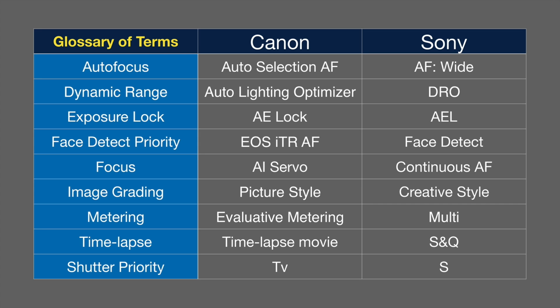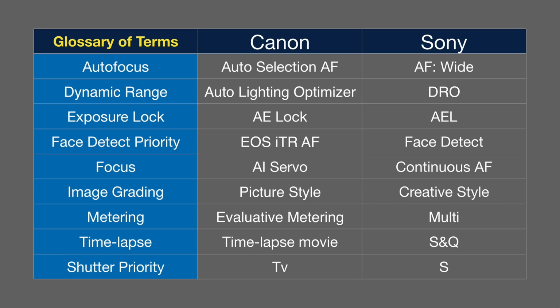Picture style, again a JPEG and movie only feature, is creative style. Just remember, if you are using those creative styles, they may have no impact on the RAW file, but you will change how the monitor and viewfinder look. Okay, so it does have some uses even though you may be a RAW shooter, because it will impact the way you view the image on the back of the screen. Evaluative metering is simply multi in Sony's terminology.